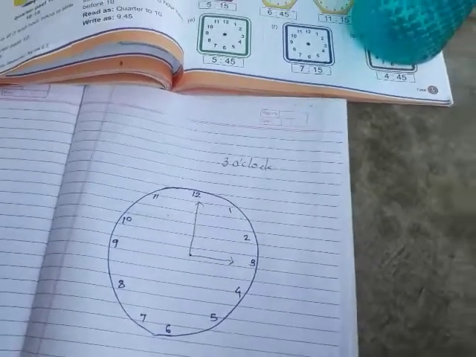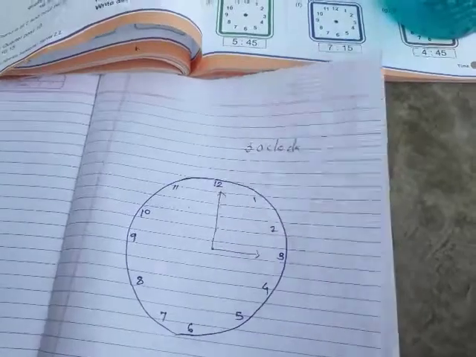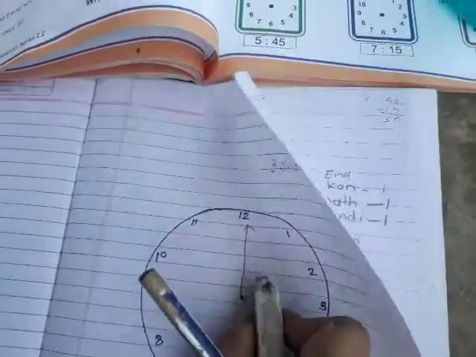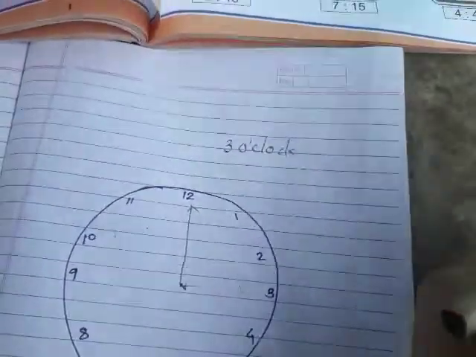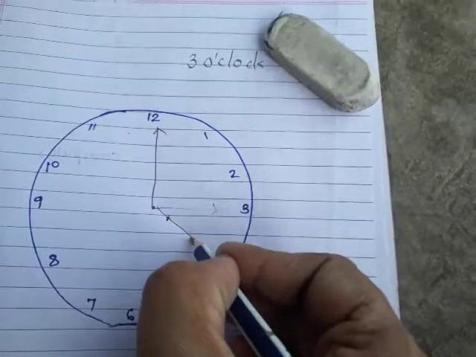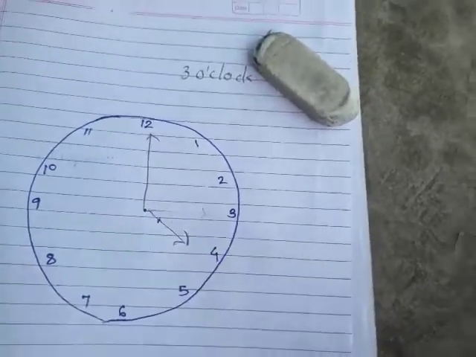Now show me 4 o'clock. Where did the small hand go? See, here is 4 o'clock.